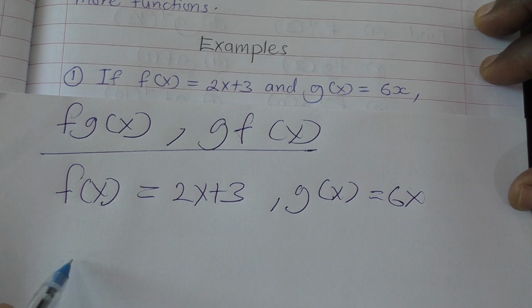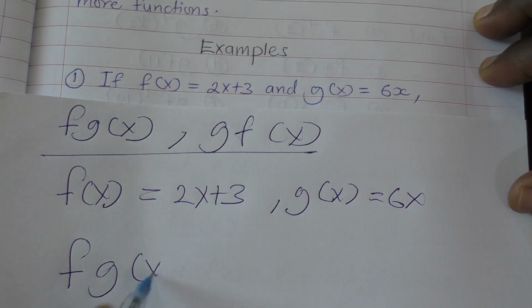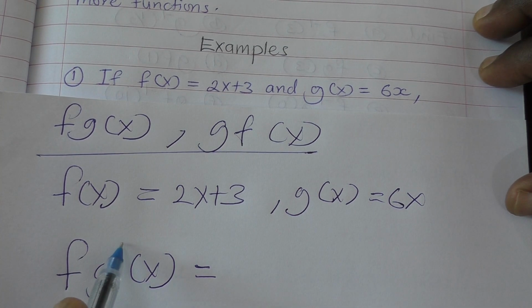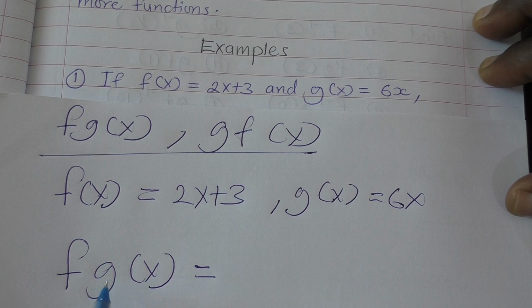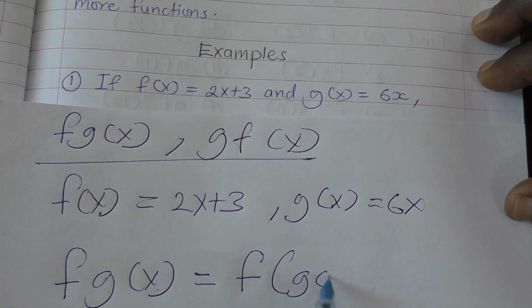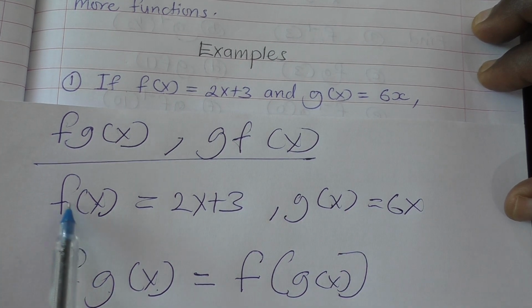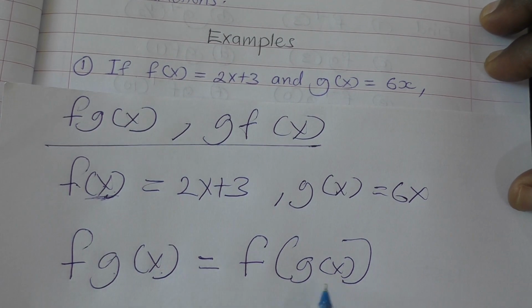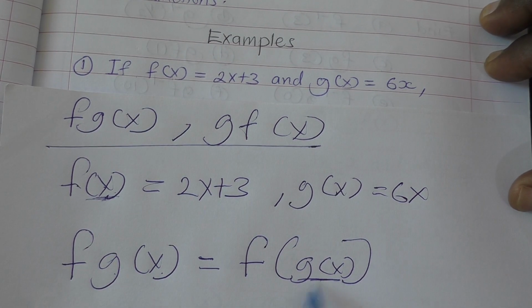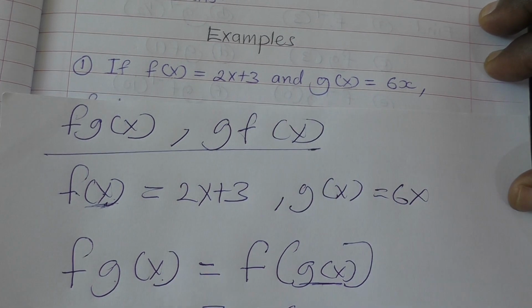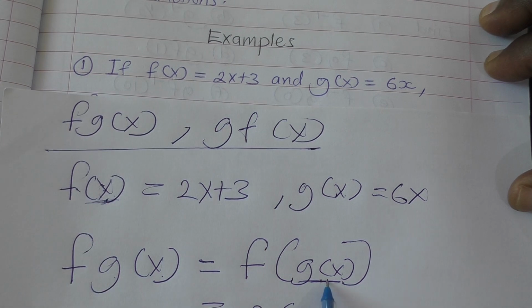So, finding fg of x means that we are replacing x with g of x, and this is the same as f of g of x. So in the function of f of x, we are replacing x with g of x, which becomes 2 into g of x, since we are replacing x with g of x, plus 3.